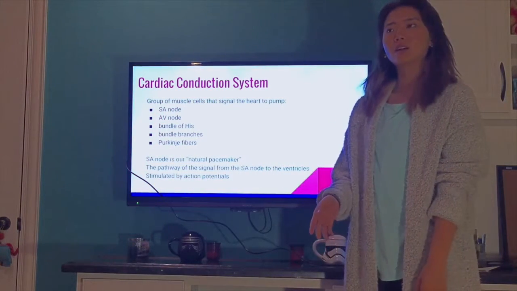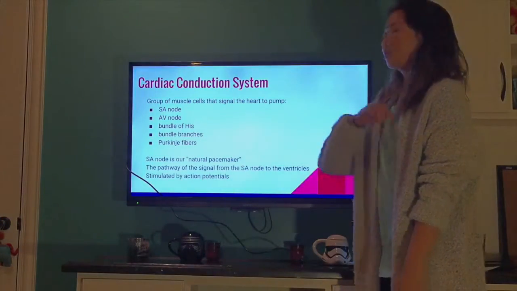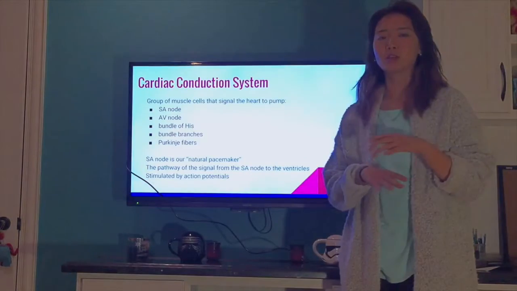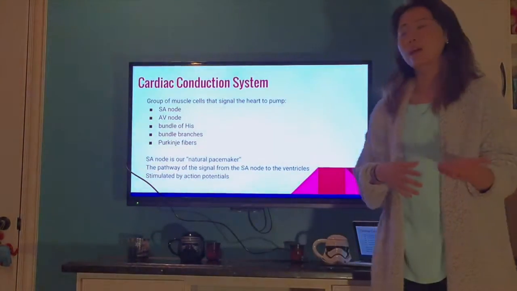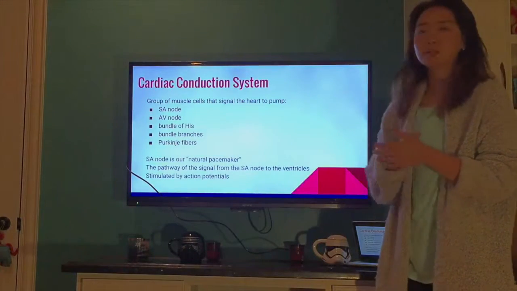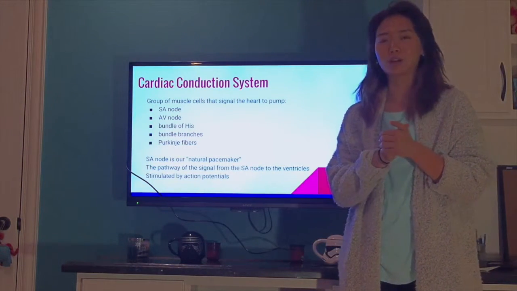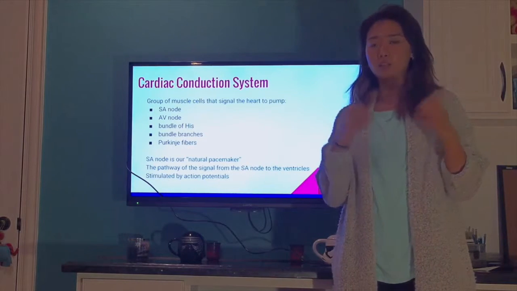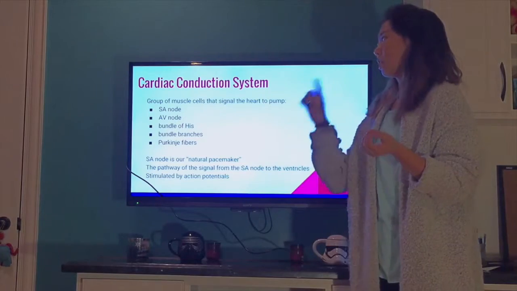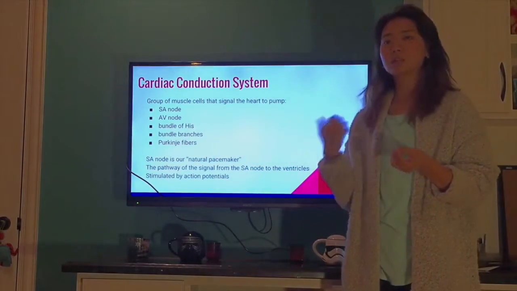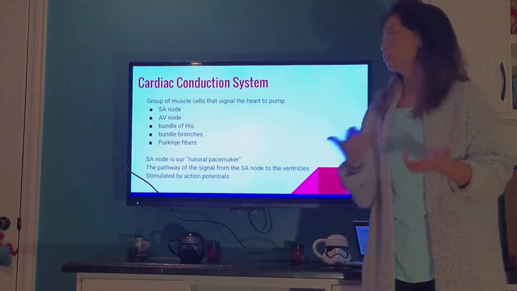I'm going to be talking about the cardiac conduction system, or from here on out in this presentation, the CCS. So a group of smooth muscle cells surround the heart, and they signal the heart to pump. The mechanisms that allow an electrical signal to go through the heart and allow the contraction and the relaxation of the muscles include the SA node, the AV node, the bundle of His, bundle branches, and Purkinje fibers.